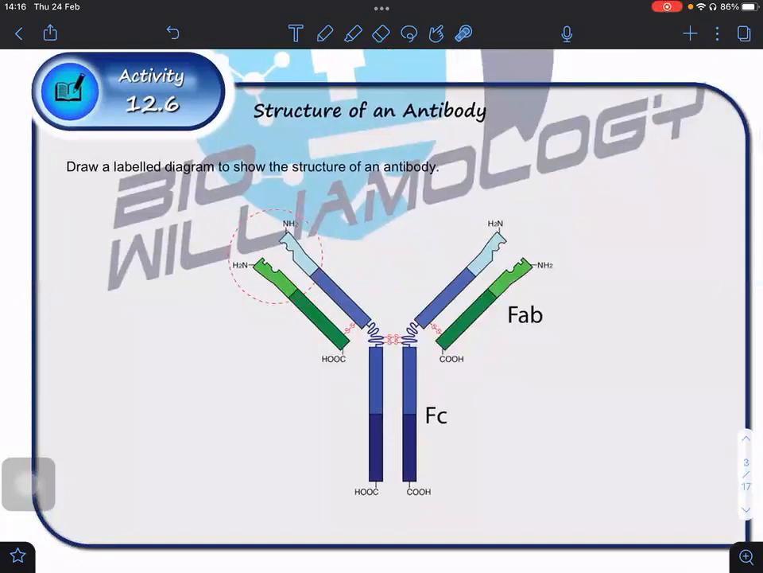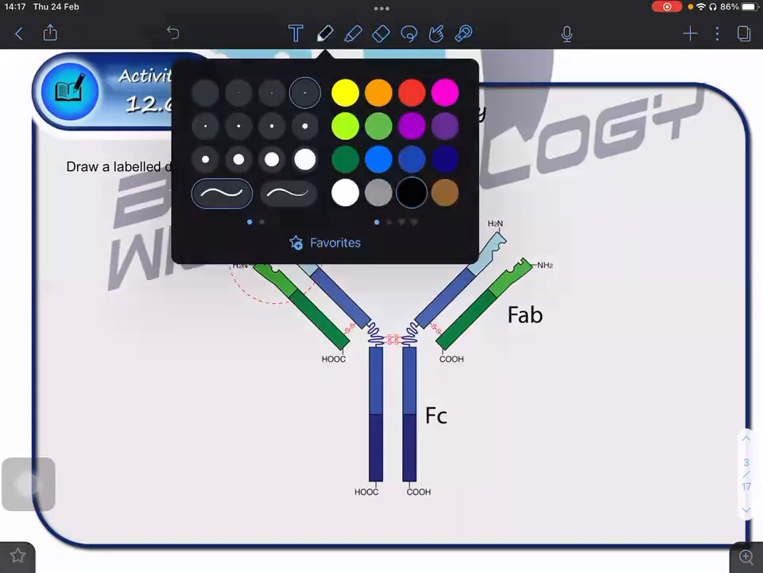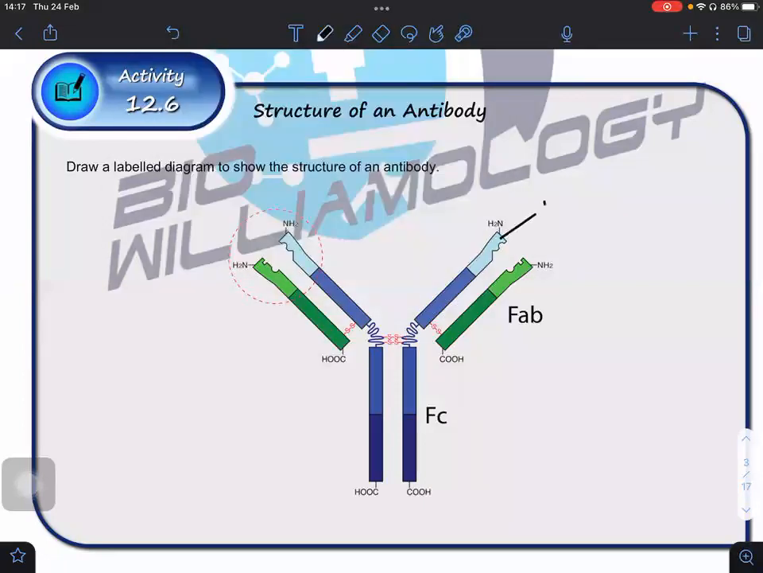In activity 12.6, you can take a photo or you can actually draw it out. When you draw it out, you can see that each antibody molecule will contain a long chain, which we call a heavy chain. So I label here, this is a heavy chain. And also you can see 2 light chains or short chains. This one we call the light chain for shorter.